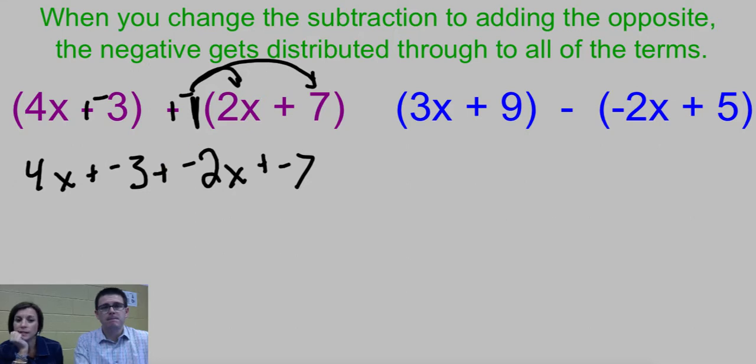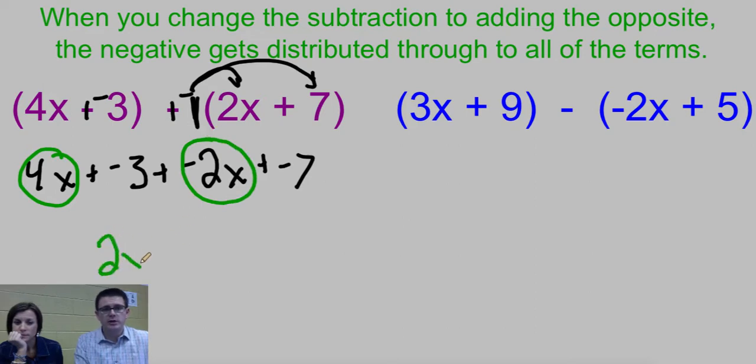And now is it ready to combine? And now I look to combine my like terms. I've got a 4x and a negative 2x. Watch those negatives. 4 and negative 2 is 2x. And then a negative 3 and a negative 7. Same signs, add them together and keep the sign. So we get 2x plus negative 10.